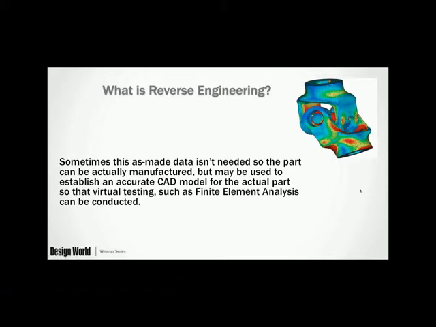Sometimes this as-made data isn't needed so the part can actually be manufactured, but may be used to establish an accurate CAD model of an existing legacy part so that virtual testing, such as finite element analysis, can be conducted, reducing development and potentially warranty costs. If that legacy component wasn't strong enough to carry over to the new product, we don't want to find out the hard way. An example of this is making a car door out of lighter materials, but still able to meet tougher crash standards as the years advance.